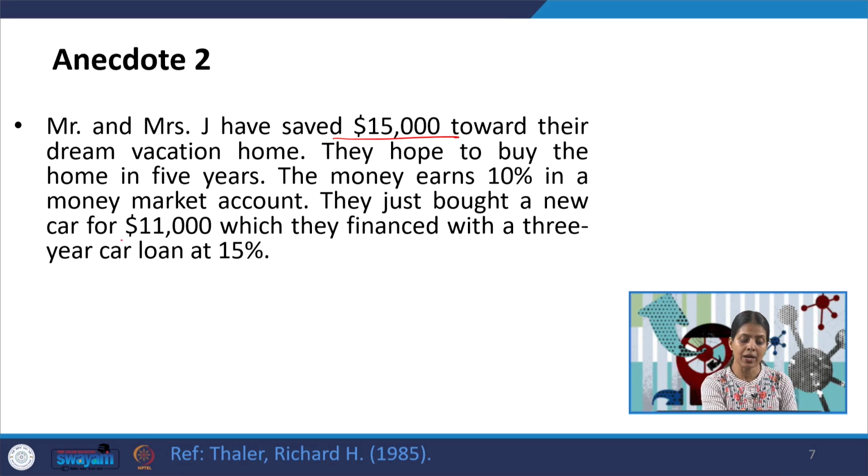They wanted to buy a car of 11,000, but instead of using this money, they borrowed from the market at a higher interest rate of 15%. Their money is earning 10%, but they are borrowing from the market at 15%. When you already have some amount with you, you are not spending that to purchase the car. Instead, you are taking a loan from the market, because that amount is earmarked for a particular purpose, right.